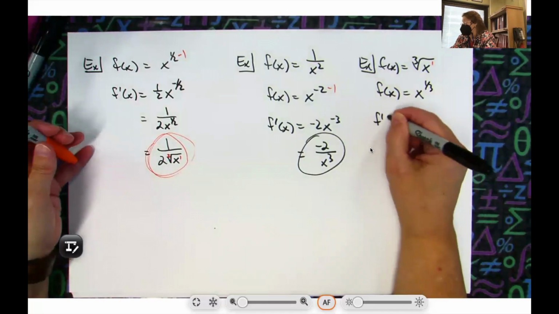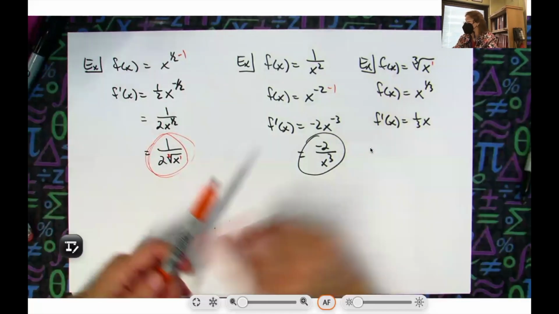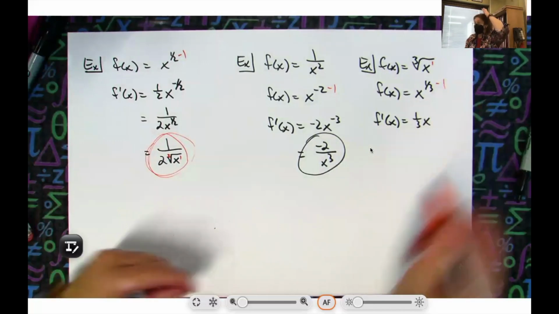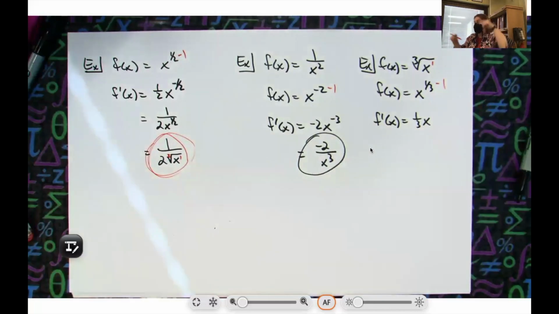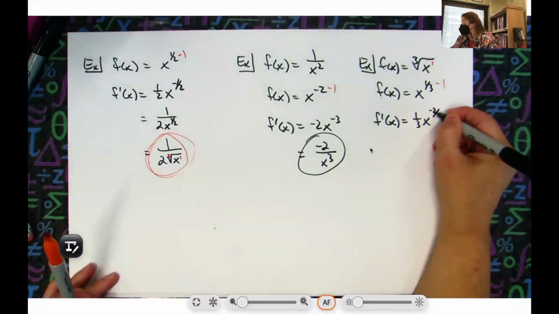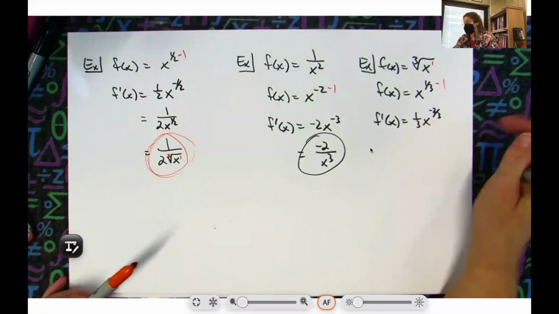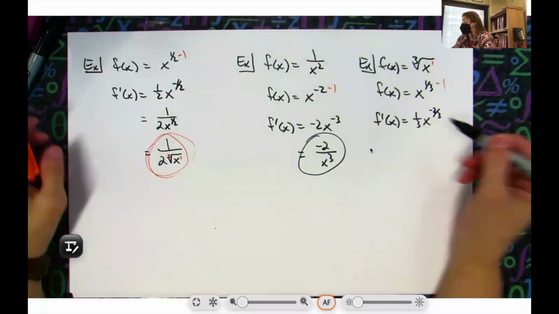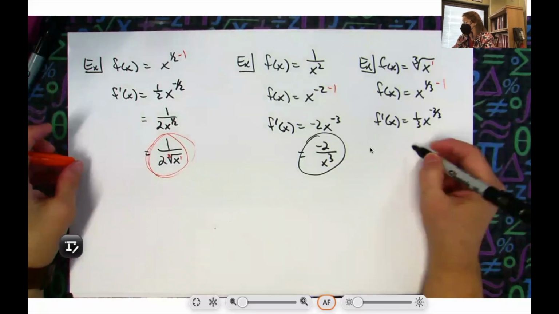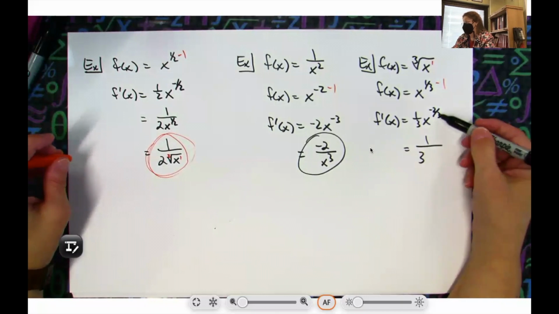So f prime of x, let's see, 1/3 in front. Now what's a 1/3 minus 1? I want you doing that in your head. It'd be minus 3 over 3, right? Negative 2/3. This is where if you can do that in your head, it's going to be tremendously faster. Okay, now can't have that negative exponent, so I'm going to move it to the bottom. So 1 over 3. Now it'll be the, what's the root?